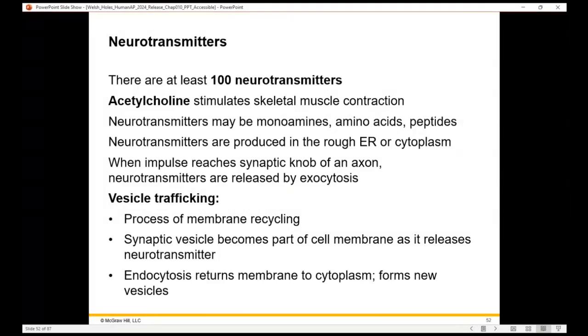In vesicle trafficking, we have a process of membrane recycling. Synaptic vesicles become part of a cell membrane as it releases the neurotransmitter. Endocytosis returns the membrane to the cytoplasm and forms new vesicles.